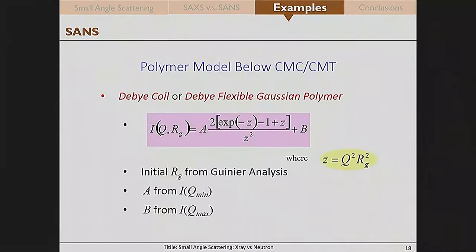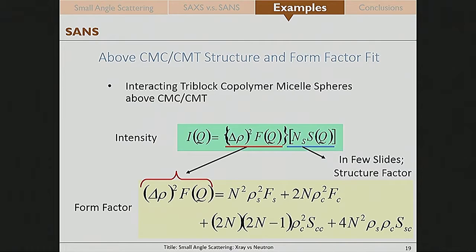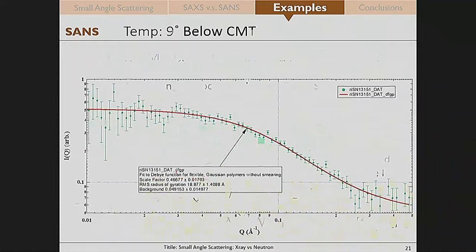So we used two models to fit. One of them looks at one Gaussian polymer chain in a solution, and the other one looks at an actual tri-block copolymer micelle sphere. So we used these to fit our data and to see what was going on in the system. Below the CMT, which is your critical micelle temperature, you wouldn't expect to see micelles, and so the fit of a Gaussian polymer fit really well, indicating that no micelles were formed.